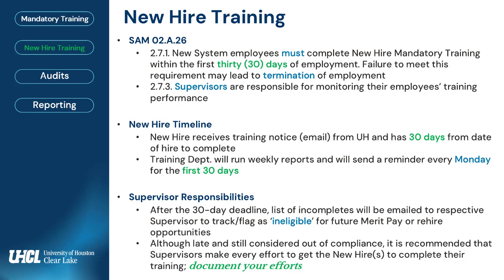these notices. After the 30-day deadline, the list of incompletes will be emailed to the respective supervisor. This will give them an opportunity to track and/or flag as ineligible for future merit pay or rehire opportunities. Although late and is still considered out of compliance, it is recommended that supervisors make every effort to get the new hire or new hires to complete their training.